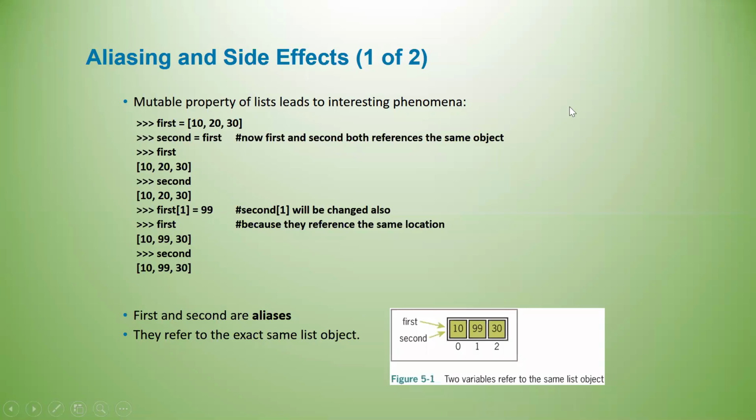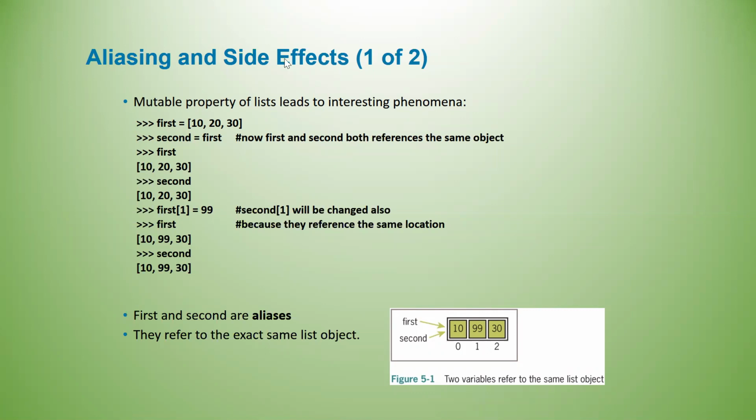Difficult to understand because it's more abstract. Okay. Aliasing and side effects. The mutable property of lists. That means a list can be changed, right? That's the mutable property. A list can be changed. It leads to interesting phenomena.